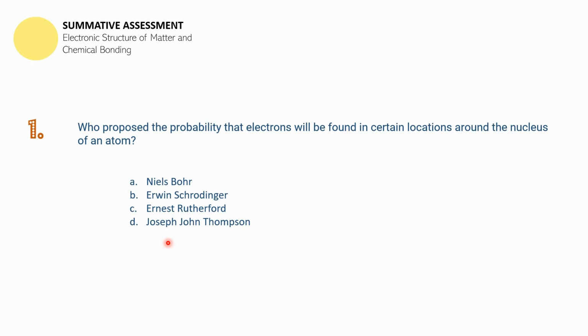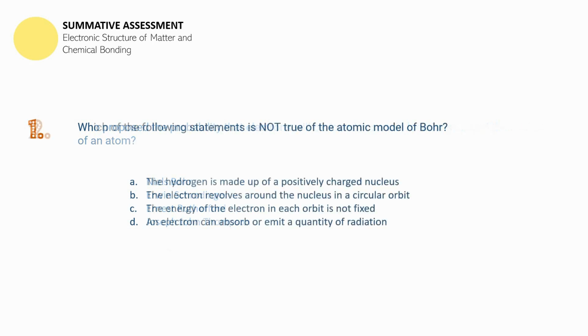Okay, so for number 1, who proposed the probability that electrons will be found in certain locations around the nucleus of an atom? A, Niels Bohr, B, Erwin Schrödinger, C, Ernest Rutherford, and D, Joseph John Thomson. Pause this video if you need more time. If you have decided to continue, that means you are ready for the second question.